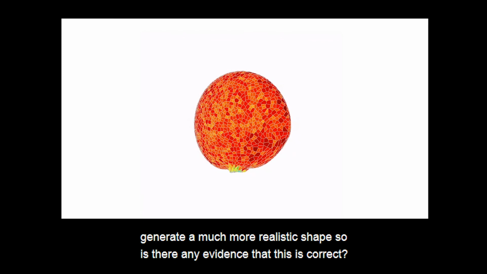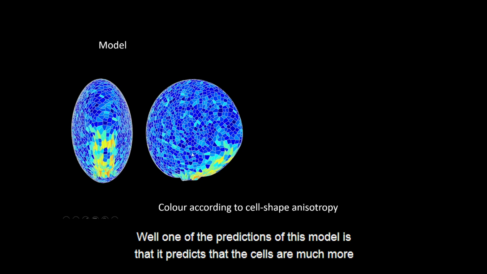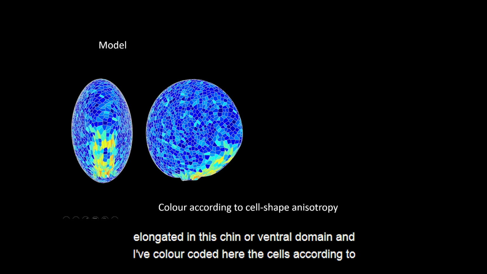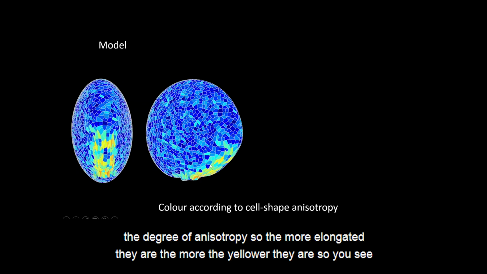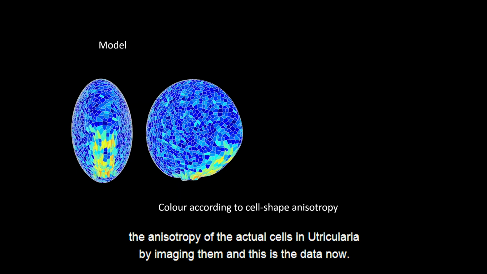So is there any evidence that this is correct? Well, one of the predictions of this model is that the cells are much more elongated in this chin or ventral domain. And I've color-coded here the cells according to the degree of anisotropy. So the more elongated they are, the yellower they are. So you see, we predict a set of yellow cells in this region, highly anisotropic, but we can actually measure the anisotropy of the actual cells in Utricularia by imaging them.